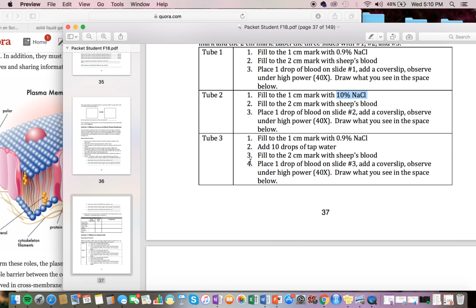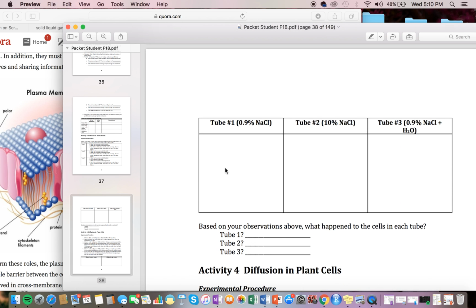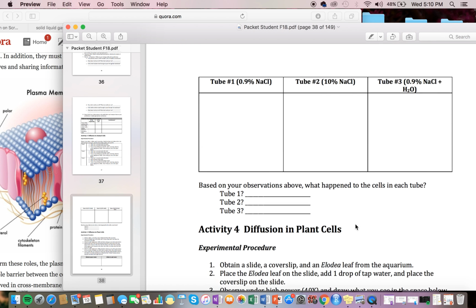All right, tube 3, you should have seen, oh wow, this is going to be a hypotonic solution. You might not have seen anything at all because your blood might have popped. Your little blood cells might have exploded because all the water rushed into the cell to make everything equally distributed. Okay, and you know what? Don't worry about all of this. If you didn't see it, that's totally fine. Just understand what I told you here.